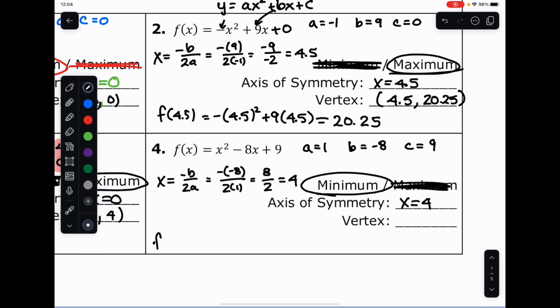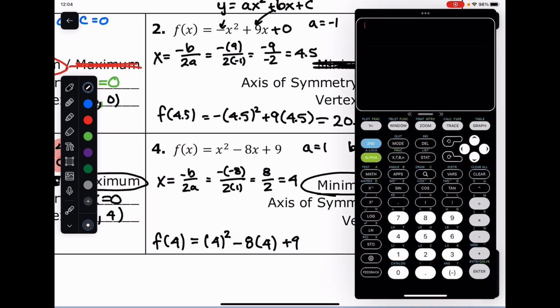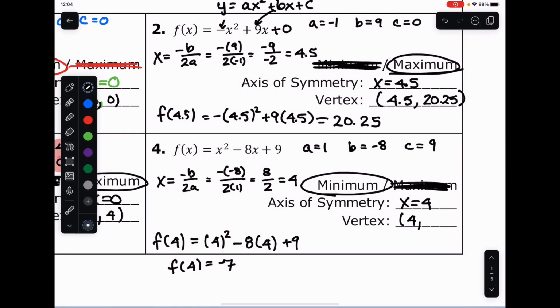Now to figure out the vertex, we simply take that 4 and plug it into the equation. So 4 is raised to the second power, 8 gets multiplied with 4, plus 9. Let's use our calculator to simplify that. So 4 squared minus 8 times 4 plus 9 equals a total of negative 7. So f of 4 is negative 7, and that is our vertex. So 4 for x, negative 7 for y.